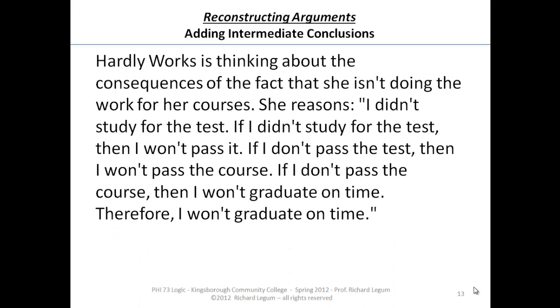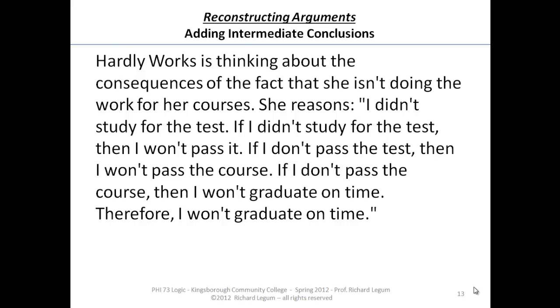We have our student who hardly works, thinking about the consequences of the fact that she isn't doing the work for her course. And when she's thinking about it, she reasons, I didn't study for the test. If I didn't study for the test, I won't pass. If I don't pass, then I won't pass the course. If I don't pass the course, I won't graduate on time. Therefore, I won't graduate on time. So she's thinking that maybe her not doing the work is going to have some serious consequences for her.